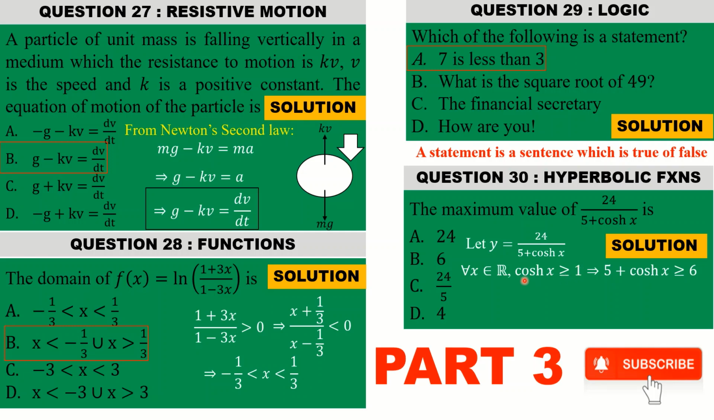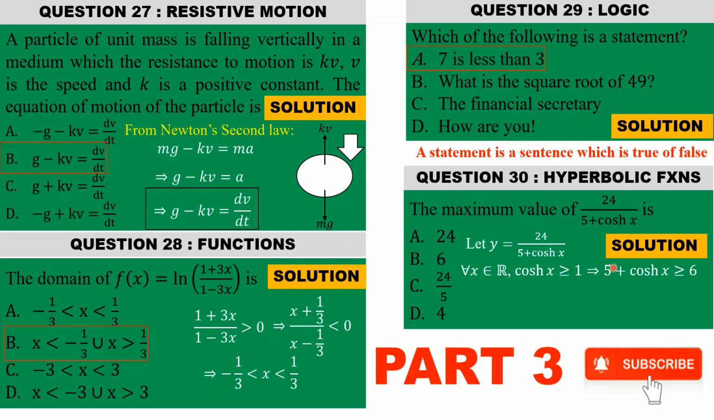So for all values of x in the set of real numbers, cosh x is always greater than or equal to 1. So adding 5 on both sides, you get 5 plus cosh x will be greater than or equal to 5 plus 1, which is 6. Now we want to find the maximum of this.